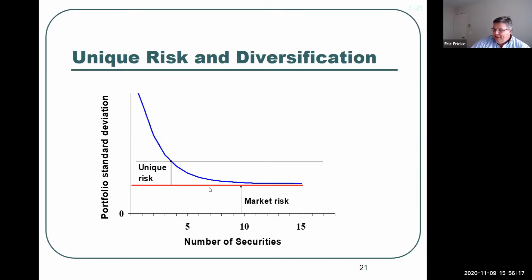But then there's this other part down at the bottom here, and the risk never goes below that. That's below where the blue line flatlines. That part we call market risk, because the things that happen to all the companies in the stock market don't go away just because you own more and more stocks. You still have market risk. So the story of this slide is diversification helps you get rid of unique risk, but it does not get rid of market risk.